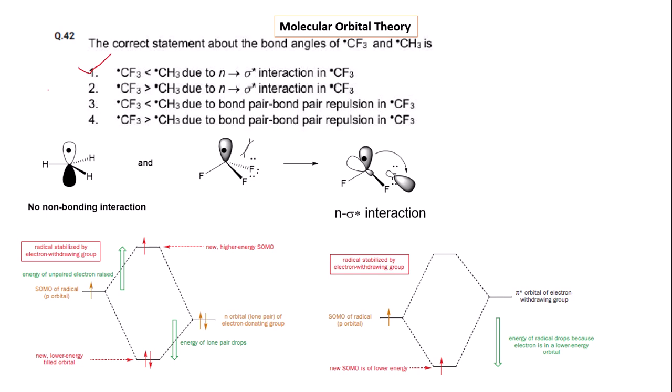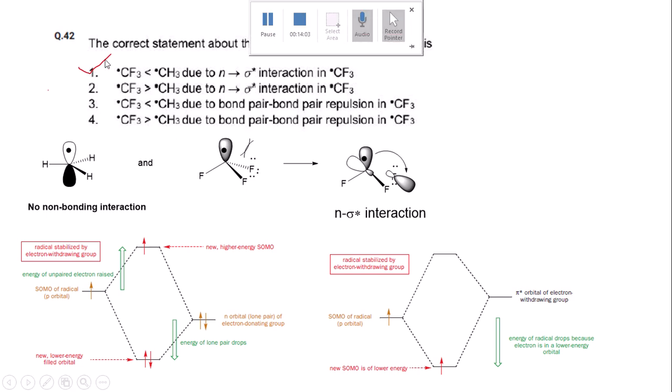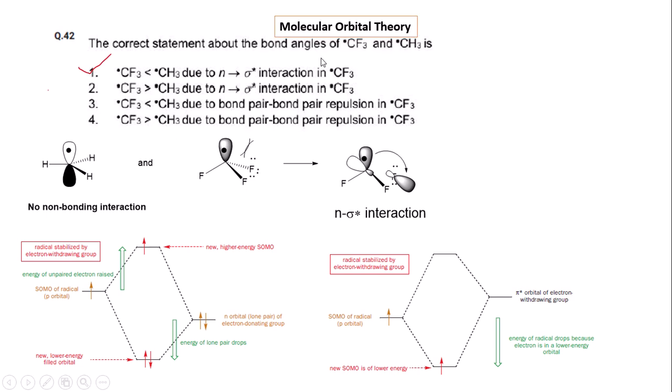And this is the molecular orbital theory, the correct match of the statement about the bond angle of the CF3 radicals and CH3 radicals. Here, in case of the CF3 radicals, the fluorine contains the unshared pair of electrons, and this fluorine unshared pair of electrons can interact with that of the non-bonding single electron via the non-bonding sigma star interaction, and the non-bonding sigma star interaction is present in case of the CF3.